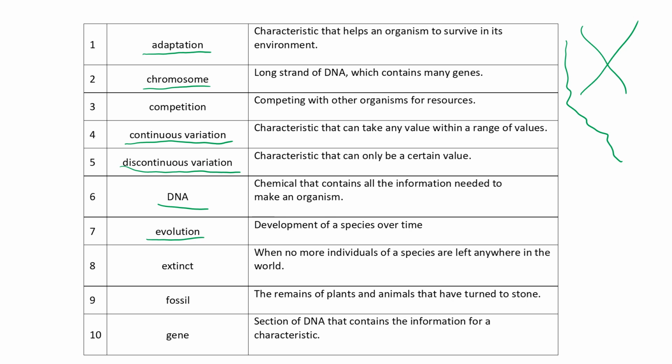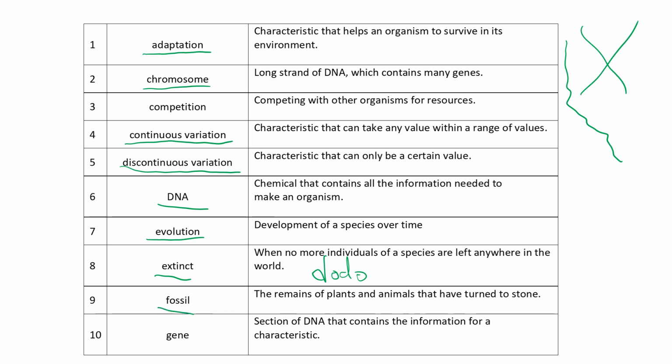Okay, so humans have evolved. Different animals like elephants have got bigger, giraffes have got longer necks. When no more individuals of a species are left anywhere in the world: extinction. Think about the poor little dodo. The remains of plants and animals that have turned to stone: fossils.